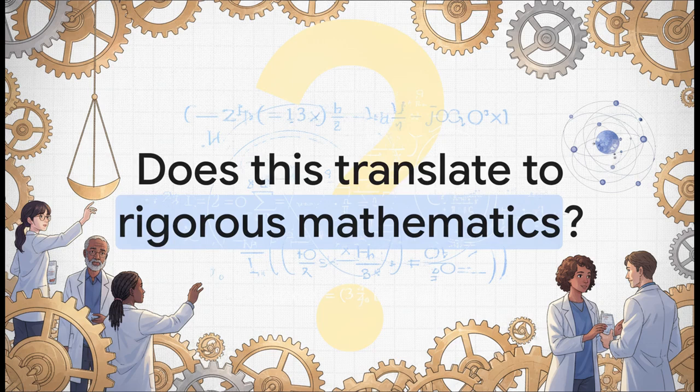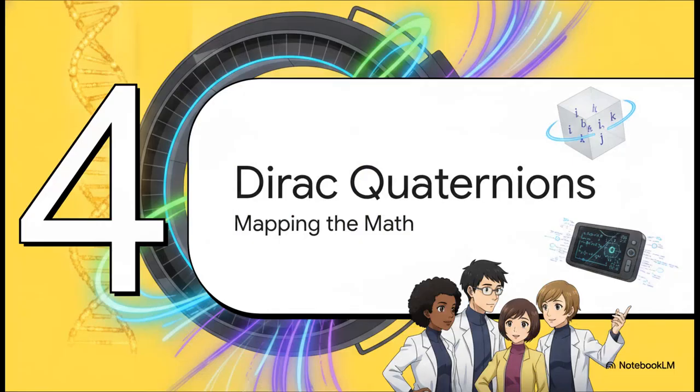But visual analogies are only helpful up to a point, right? At the end of the day, physics requires rigorous math. So let's see how this visual model maps onto established algebraic frameworks. Moving on to Section 4, Dirac quaternions explained.